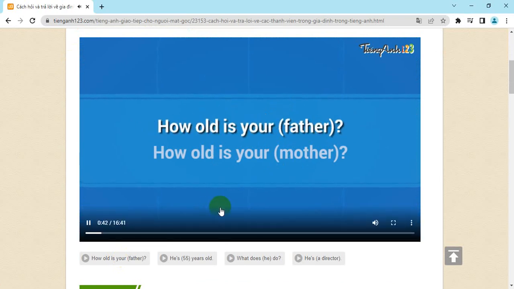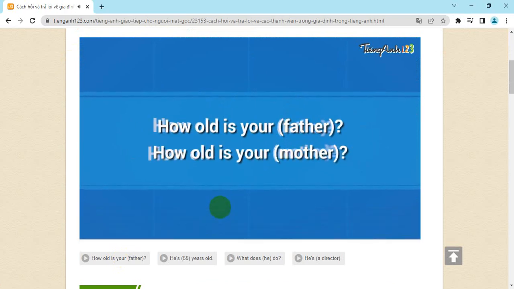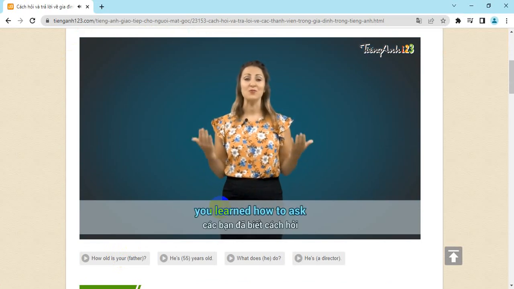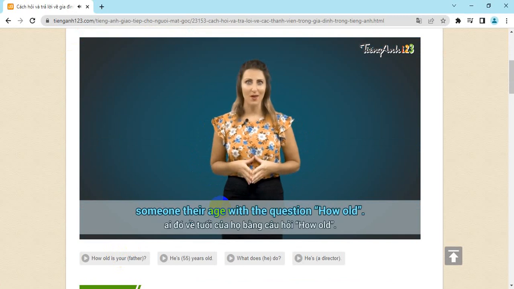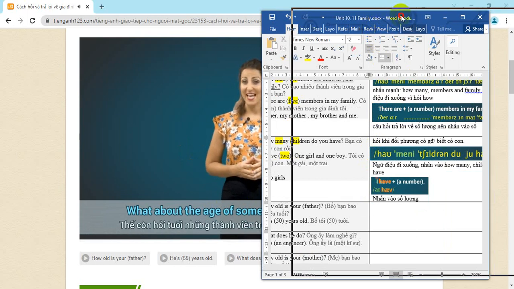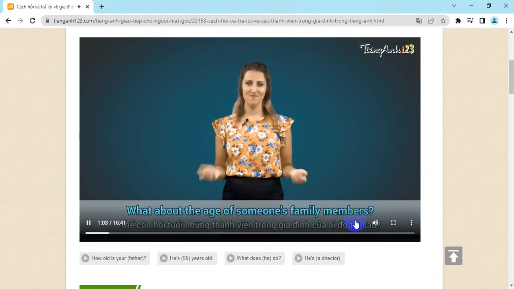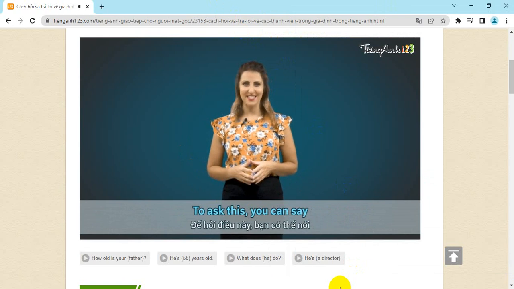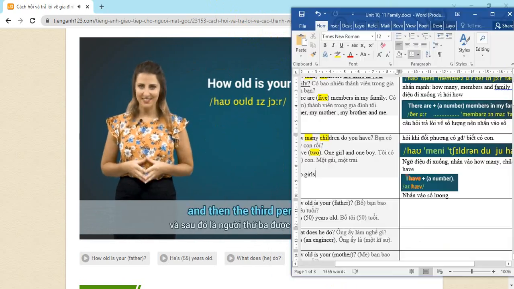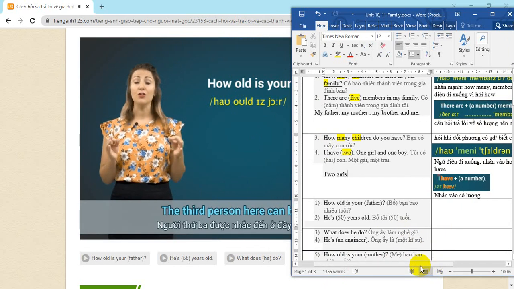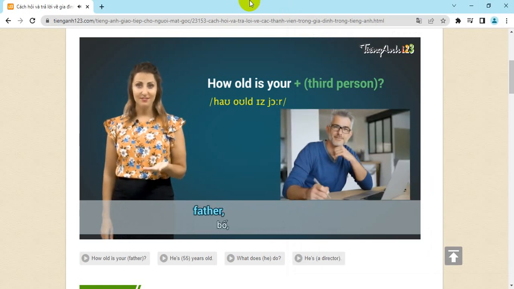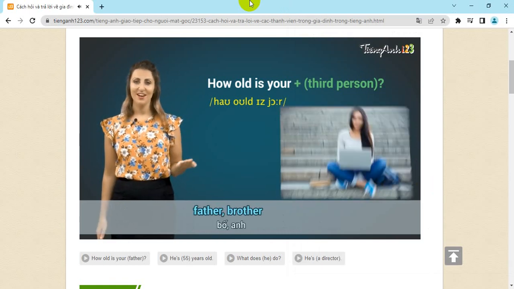How old is your father? How old is your mother? In Unit 6, you learned how to ask someone their age with the question, how old? What about the age of someone's family members? To ask this, you can say, how old is your, and then the third person. The third person here can be mother, father, brother, or sister.